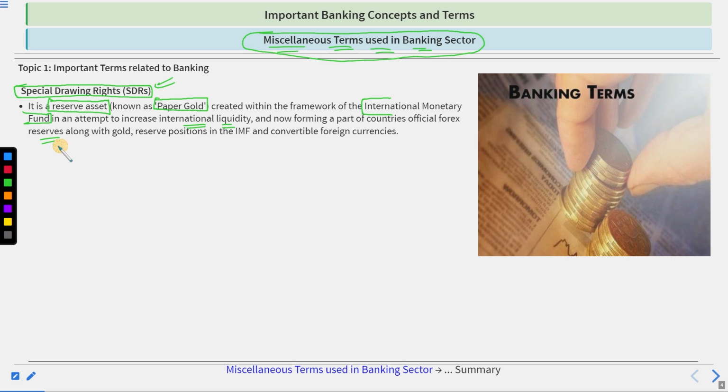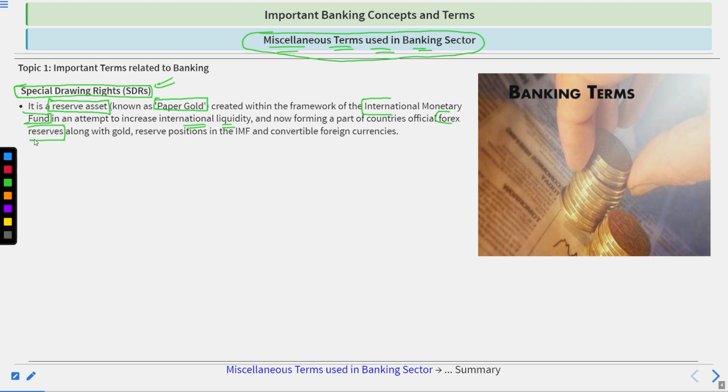Now here you have seen the term forex reserve, and forex reserve, especially in a country like India, many times or always remains in the news. Okay, because forex reserves make you able to pay the money for the imports that you make in the country.